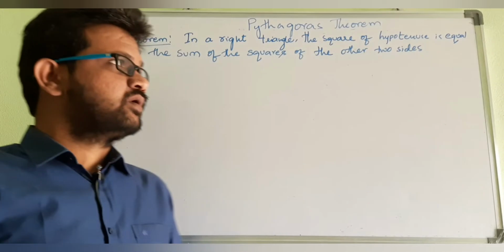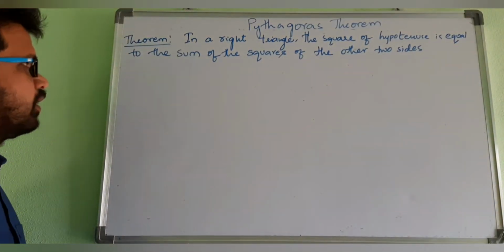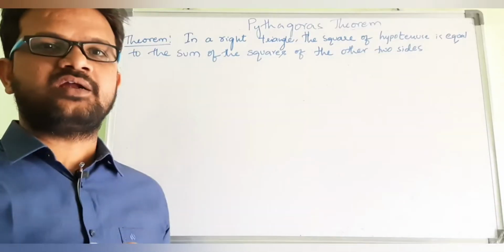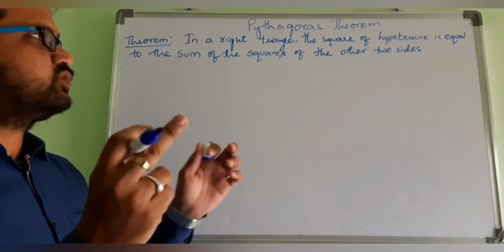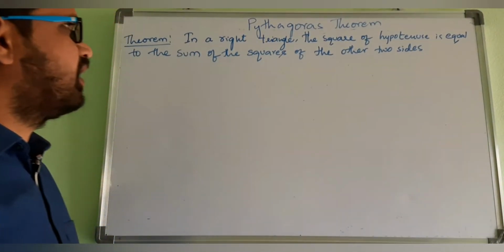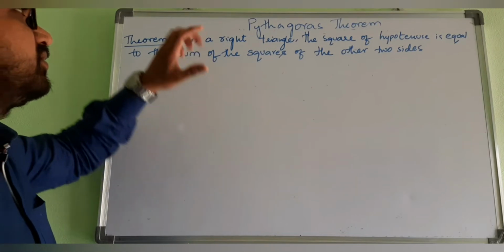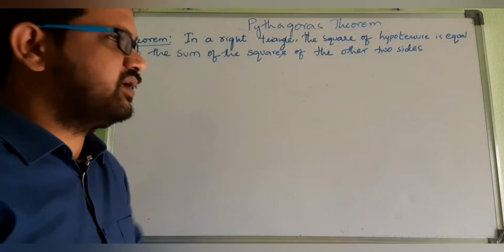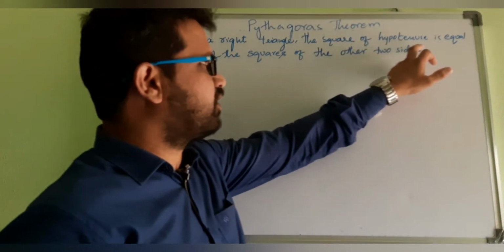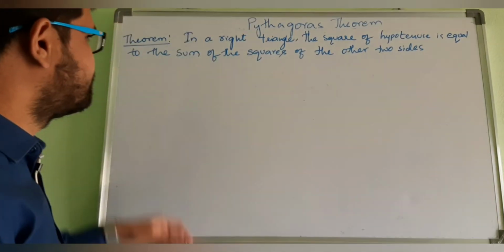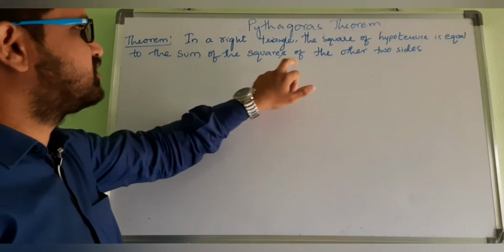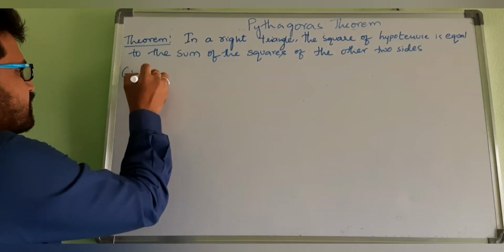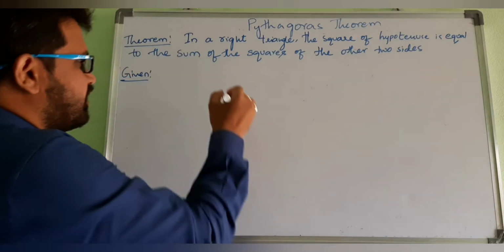Next, let us prove Pythagoras theorem. Based on the previous concept, when we draw a perpendicular from the right angle to the hypotenuse, those two parts are similar to the whole triangle and similar to each other. Based on those concepts, we can prove Pythagoras theorem. What is Pythagoras theorem? In a right angle triangle, the square of the hypotenuse is equal to the sum of the squares of the other two sides. So let us prove it first. To prove that, we have to write the given data and draw the triangle.